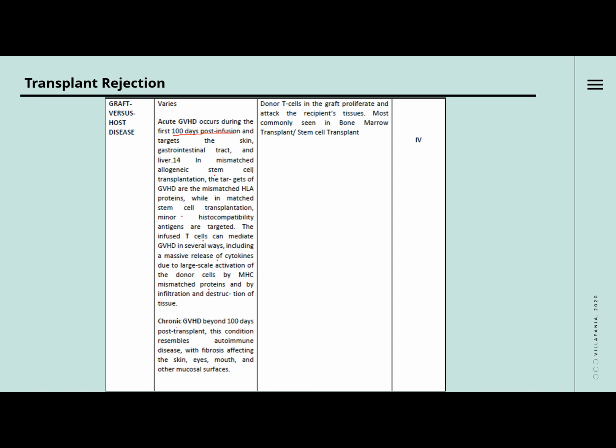Then we also have your chronic graft versus host disease beyond 100 days post-transplant. This resembles autoimmune disease with fibrosis affecting the skin, eyes, mouth, and other mucosal surfaces. The mechanism, class, is that donor T cells in the graft would proliferate and would attack the recipient tissues, most commonly seen in bone marrow transplant or stem cell transplant. This is a type 4 hypersensitivity reaction.